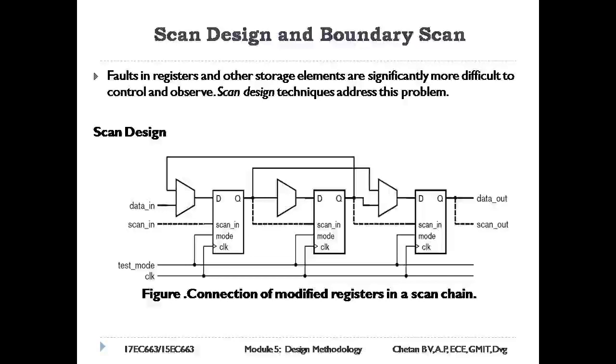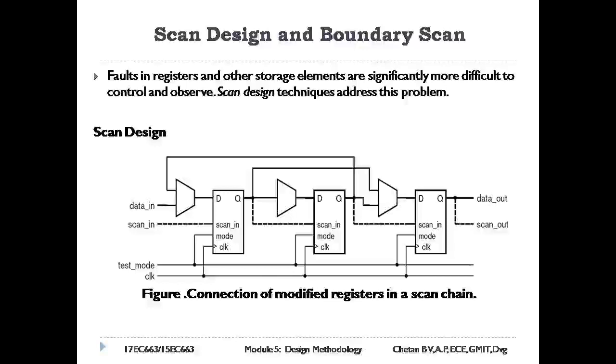Test vectors can be shifted into the registers in the chain under the control of the test mode input, thus making them controllable. Stored values can also be shifted out of the registers, thus making them observable. The chain of registers allows us to control and observe the combinational blocks between registers. Each combinational block can be tested separately.